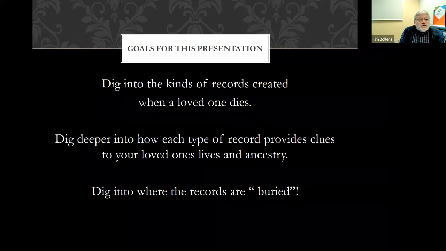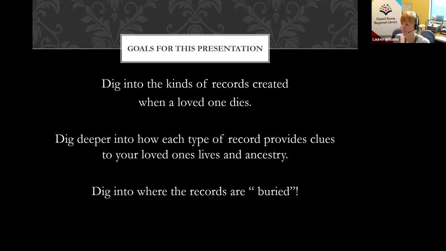So the goals for this presentation are that we're going to be digging into the kinds of records created when a loved one dies. We're going to dig deeper into how each type of record provides clues to your loved one's life and their ancestry. And of course, we'll also dig into where the records are buried. Basically that means where we're going to go to get these records, in this big World Wide Web or in the repositories. All that information will be covered in this presentation that I promise we'll keep to less than 45 minutes, okay?